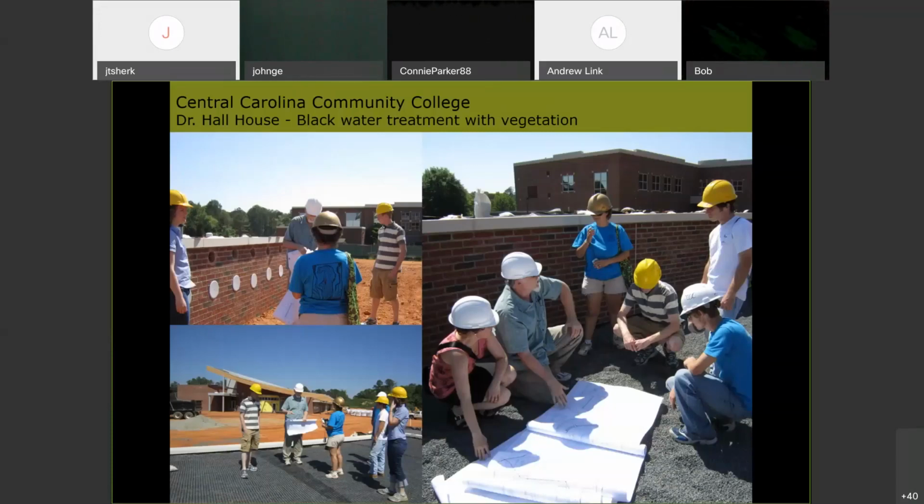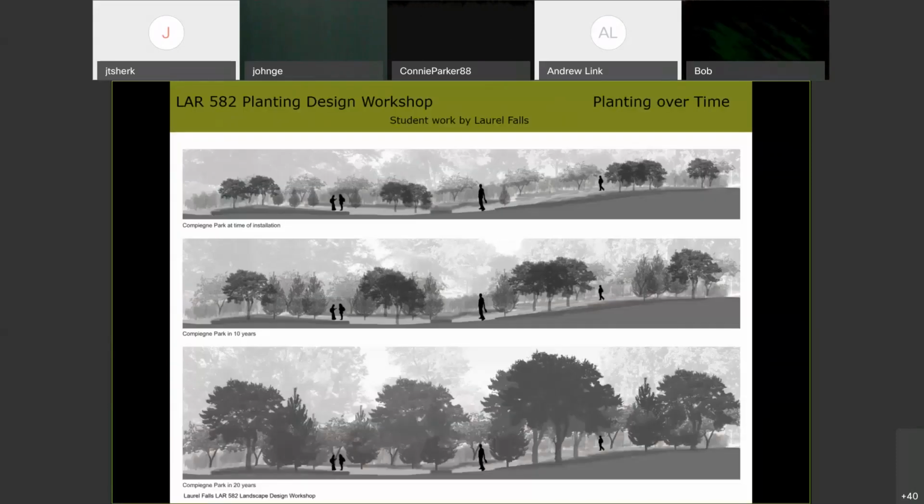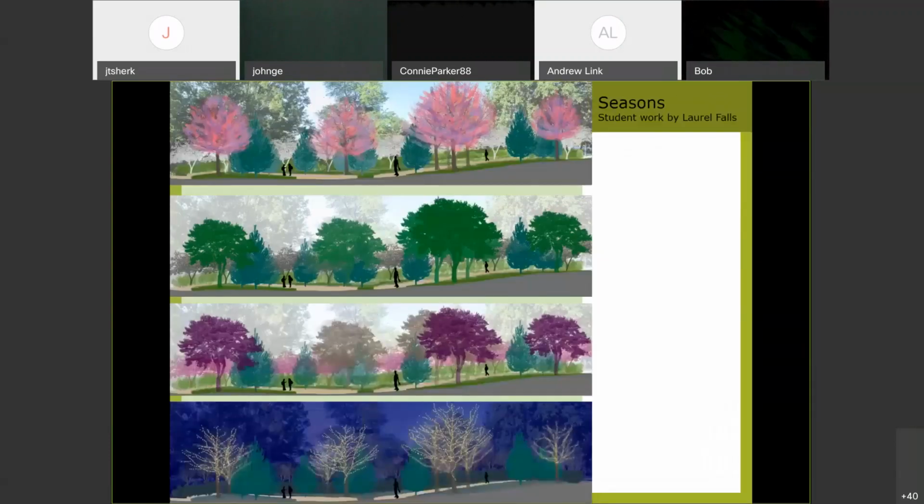But when we think of trees, we also want to think of the temporal aspects that they bring to our landscapes. I have my students do a study of trees over time and the amount of growth they will put on at installation, at 10 years, and at 20 years. We're going to talk about the impact that the trees at 20 years are making, much more of an impact than the ones when they're first planted. Also, I asked the students to do a seasonal study. So here they are through the seasons and how their trees might change.